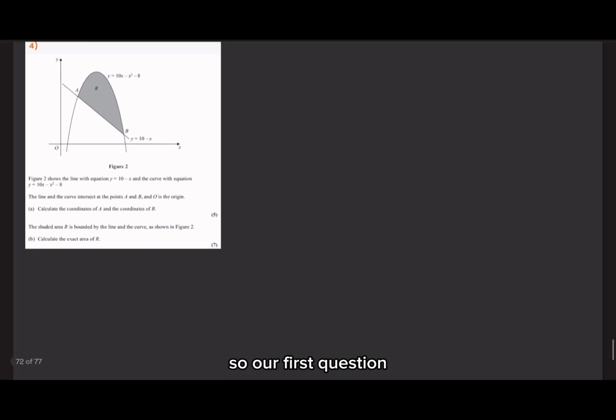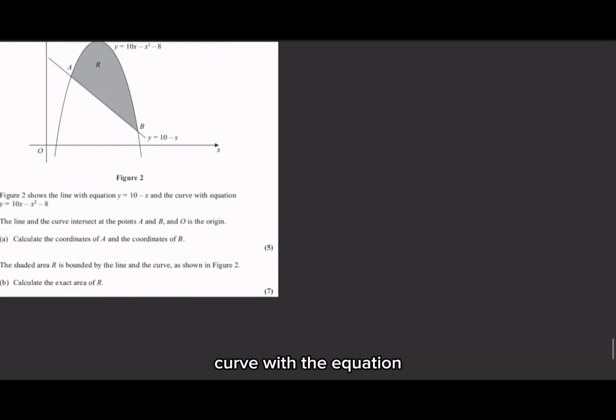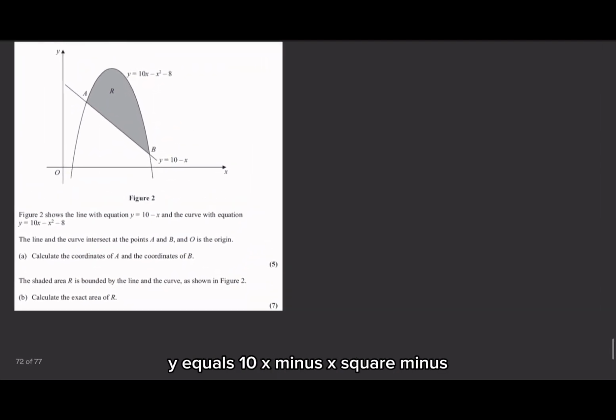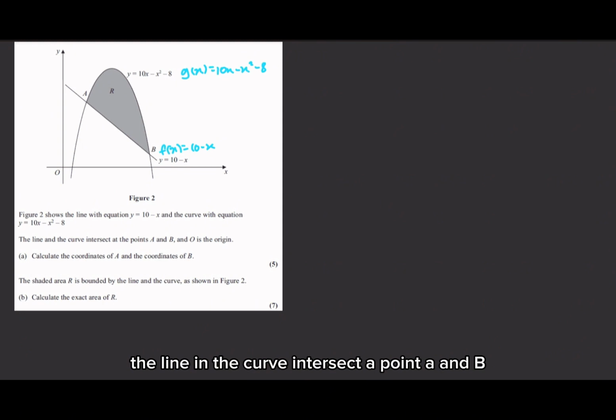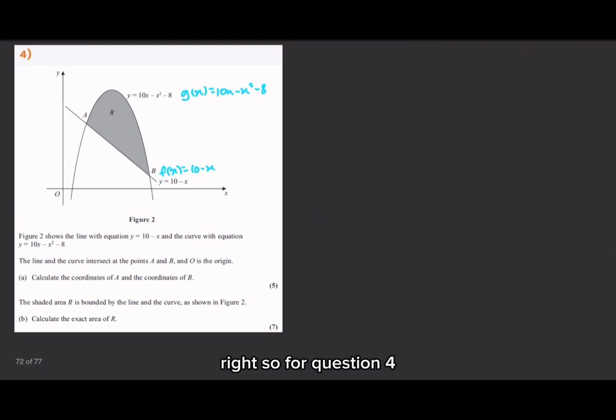So our first question. Figure 2 shows the line with equation y equals 10 minus x and the curve with the equation y equals 10x minus x squared minus 8. f of x equals 10 minus x and g of x equals 10x minus x squared minus 8, right? The line and the curve intersect at points A and B, and O is the origin. Calculate the coordinates of A and the coordinates of B. So for question 4, now let us start.